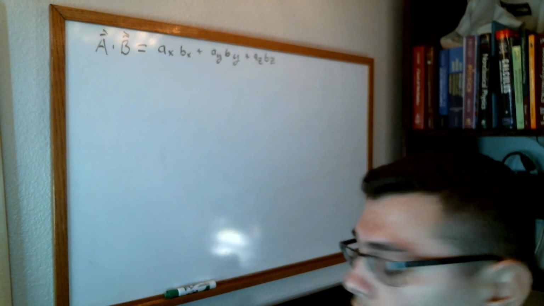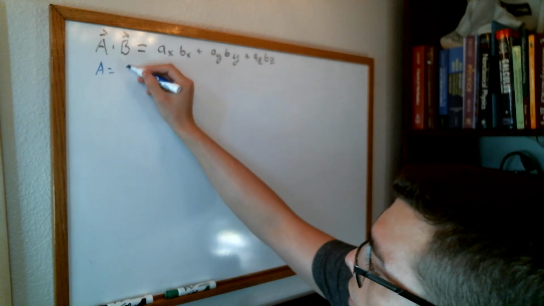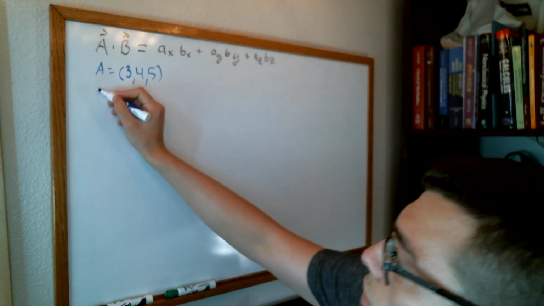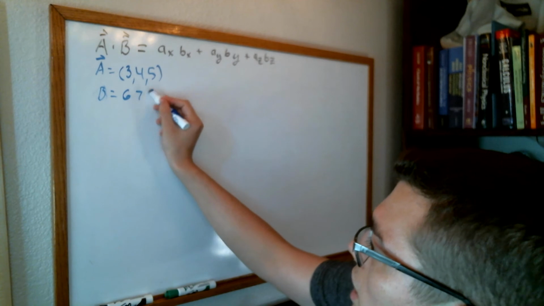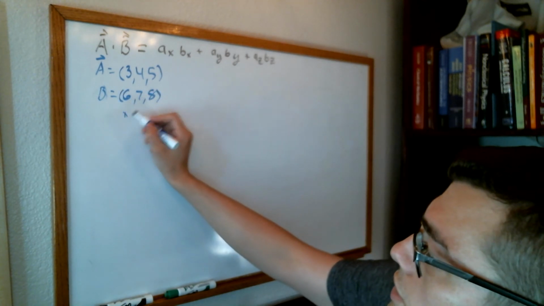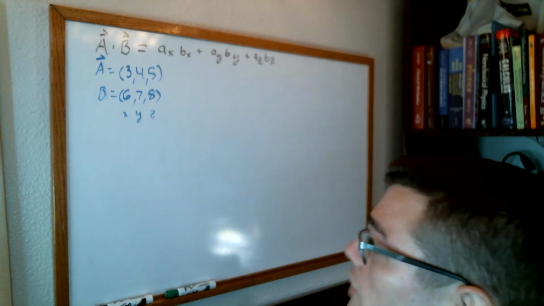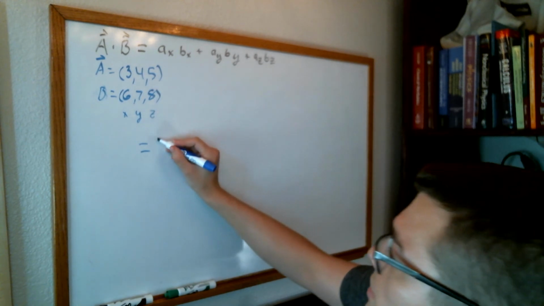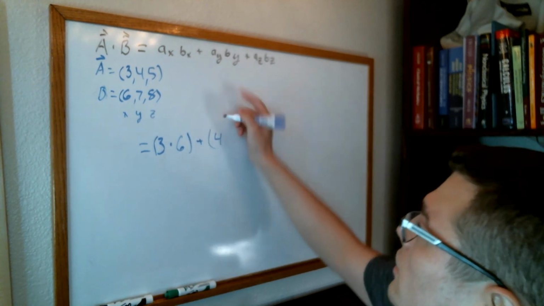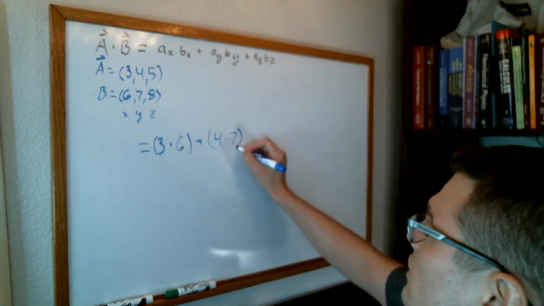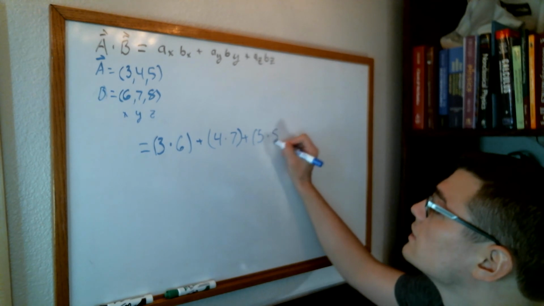Okay, so say for two given vectors, we'll give a as 3, 4, 5, and we'll have b as 6, 7, and 8 as our components. So this is going to be our x component, our y component, and our z component, if you're looking at it like a column. So all we have to do is just start plugging and chugging. We have ax, which is 3, times bx, which is 6, plus ay, which is 4, times by, which is 7, and then plus az, which is 5, times bz, which is 8.